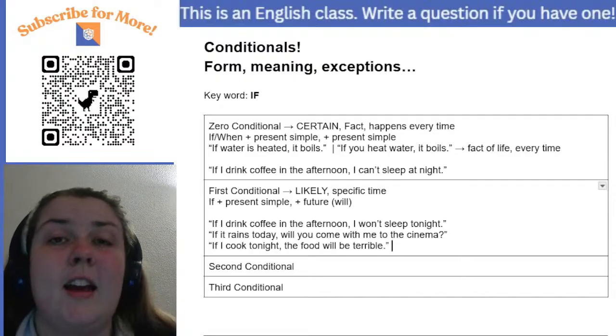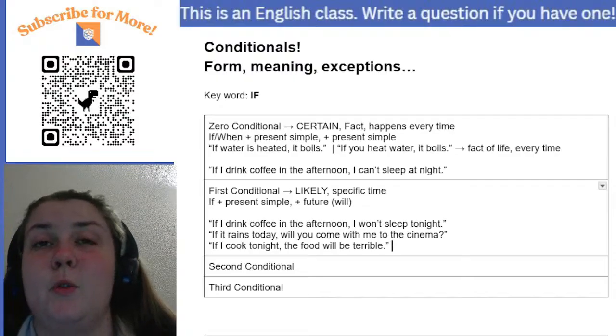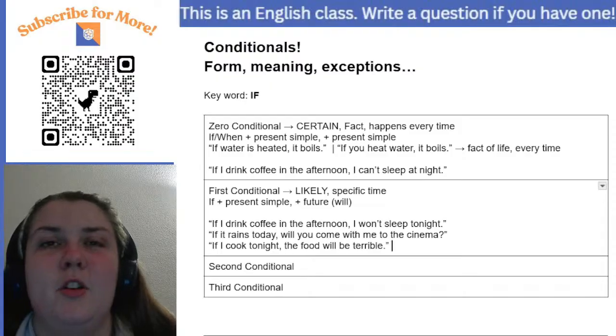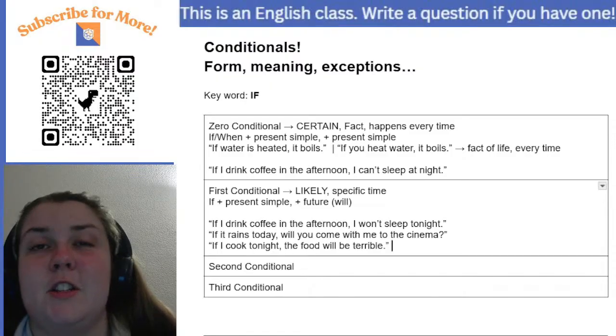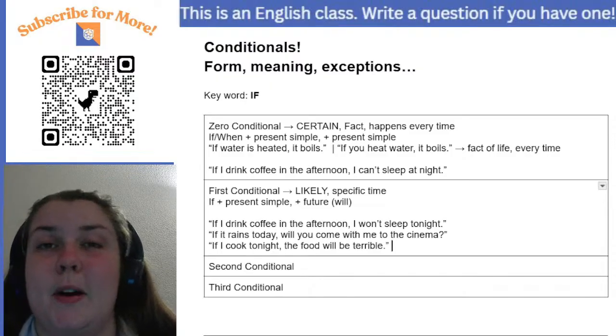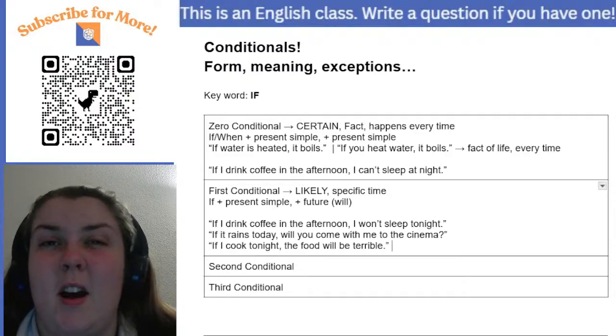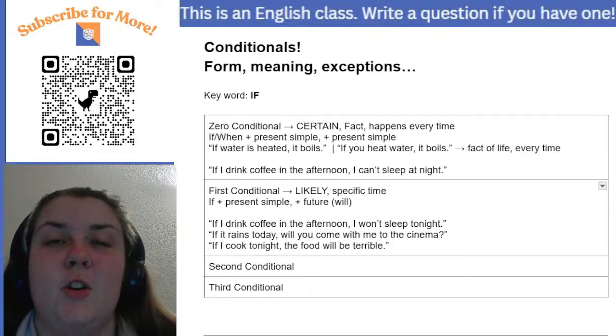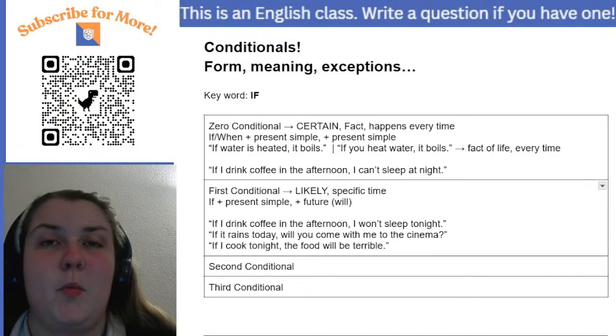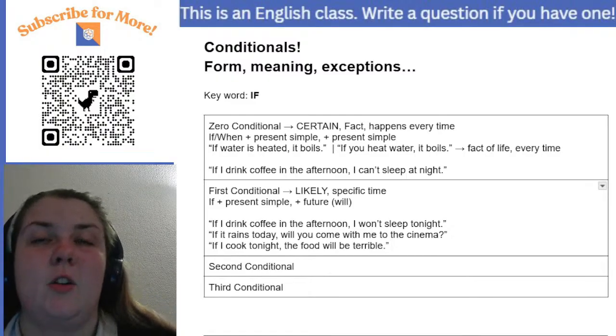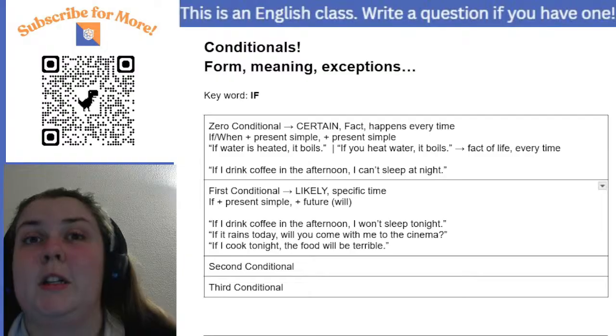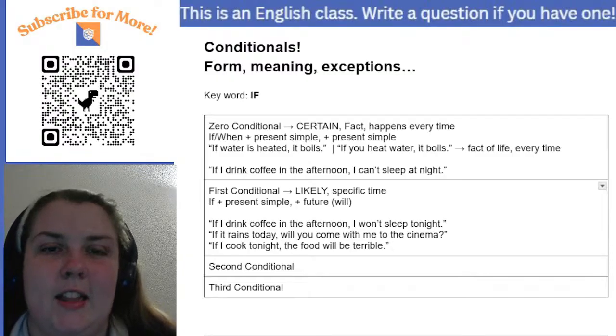If I cook tonight, the food will be terrible. Now, you can imagine that maybe the conditions that create this scenario are because I'm really tired or because I can't be bothered to cook. So I'm saying if with the present tense, if I cook tonight, the food will be terrible. It's very likely that this is the case.